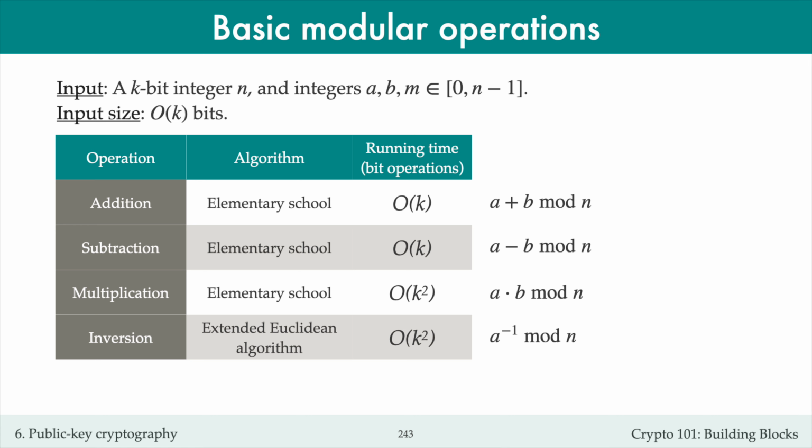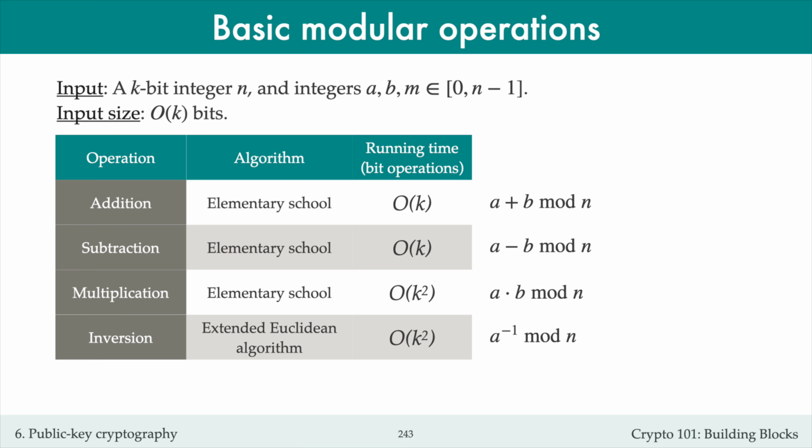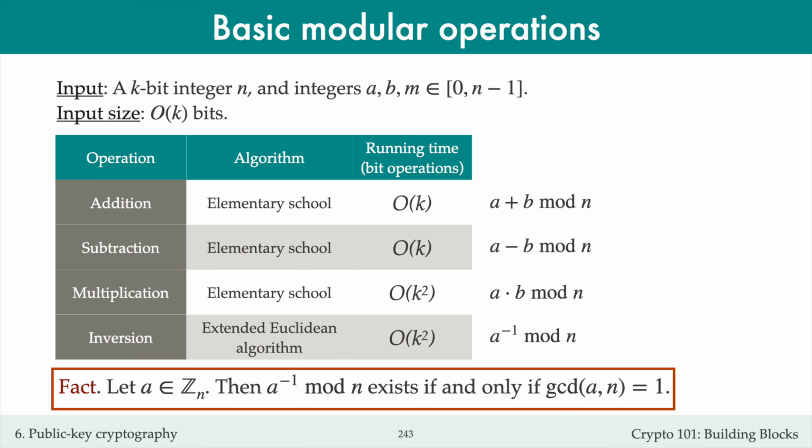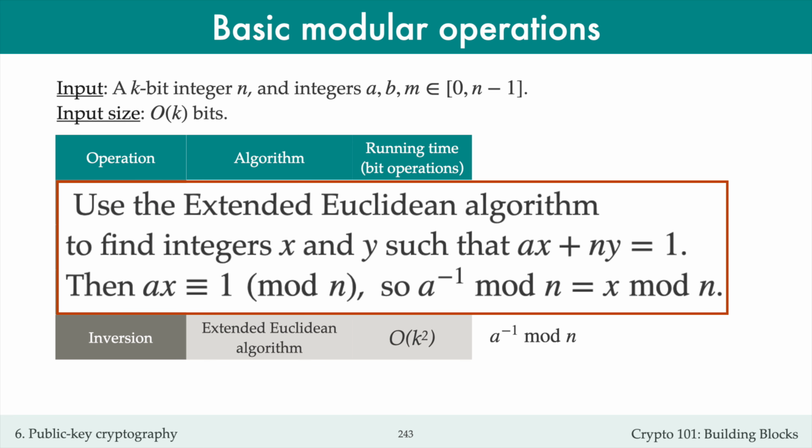Let me remind you that x equals a inverse modulo n means that a times x is congruent to 1 modulo n, and x is between 1 and n minus 1. Also, a inverse mod n exists if and only if the greatest common divisor of a and n equals 1. The inverse of a modulo n can be efficiently computed using the extended Euclidean algorithm. This algorithm for computing modular inverses takes big O of k squared bit operations because that's the running time of the extended Euclidean algorithm.